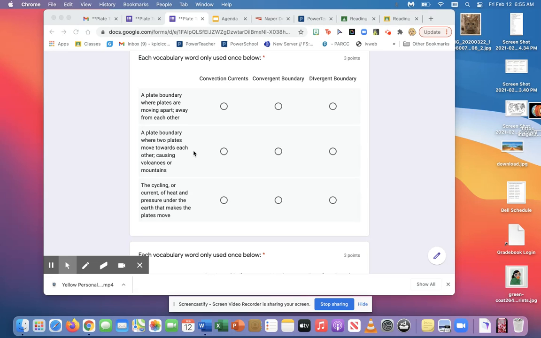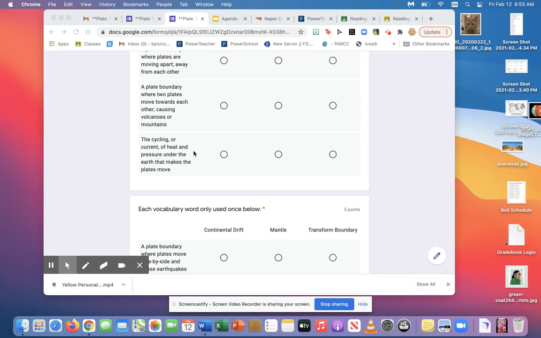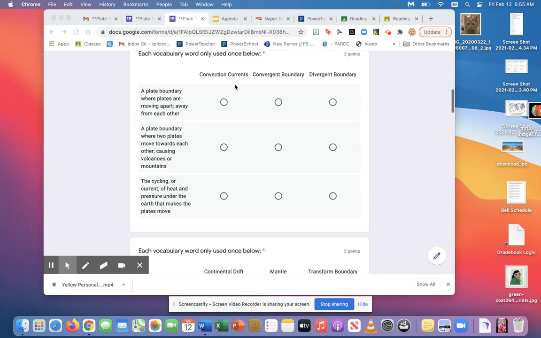The next description, a plate boundary where two plates are moving towards each other. So they're coming towards each other. You can even simulate your hands coming together, right? They're merging. Is that convection currents, a convergent boundary, or a divergent boundary? And then the very last word, the cycling or current, so movement of heat and pressure under the earth that makes the plates move. Is that convection currents, convergent boundary, or divergent boundary?